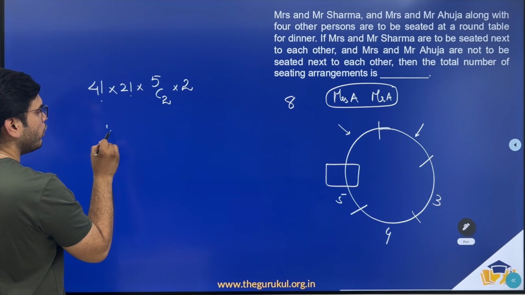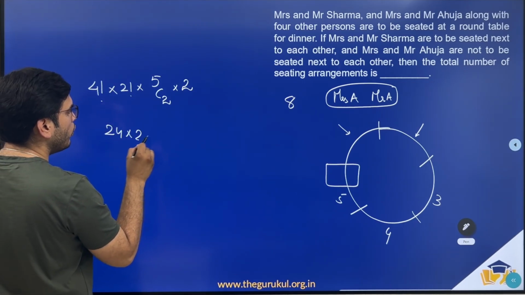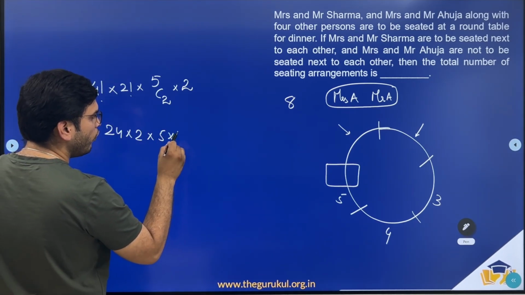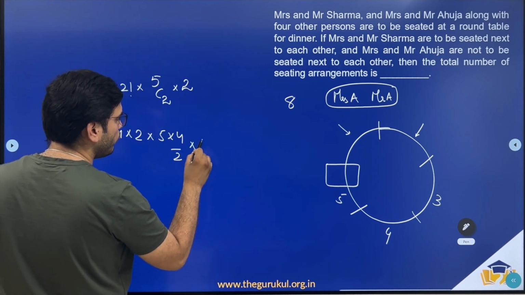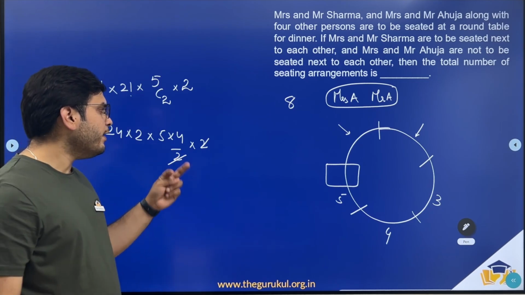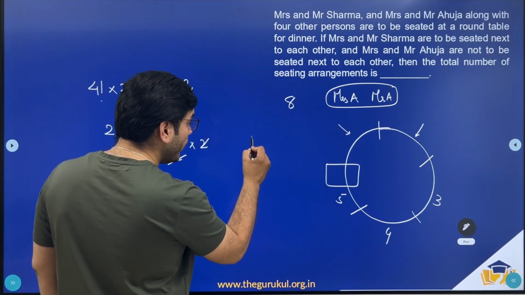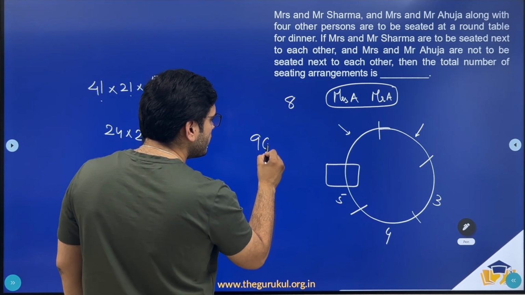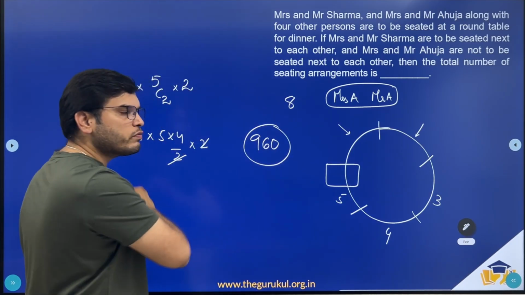So what is 4 factorial? 24, into 2 factorial, 2, into 5C2, 5 into 4 by 2, into 2, done. Right. 24 into 2 is 48, 48 into 20, 960 should be the answer to this question.